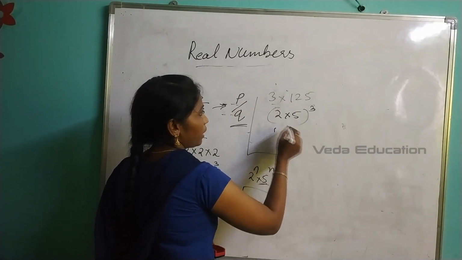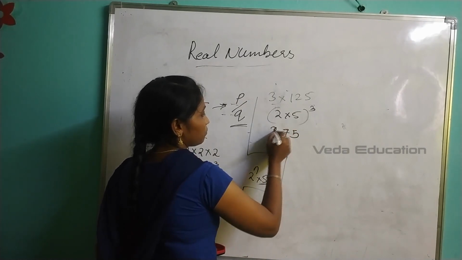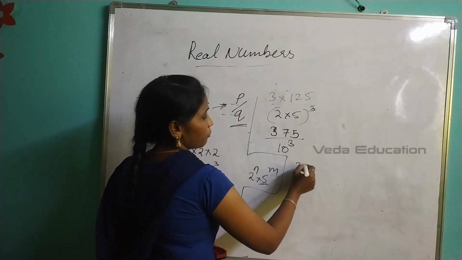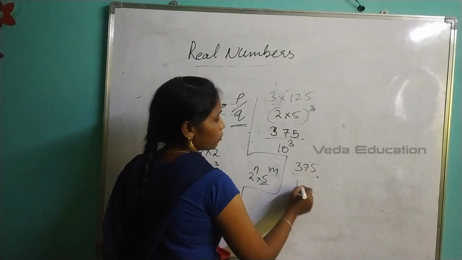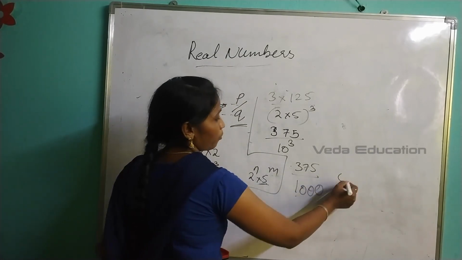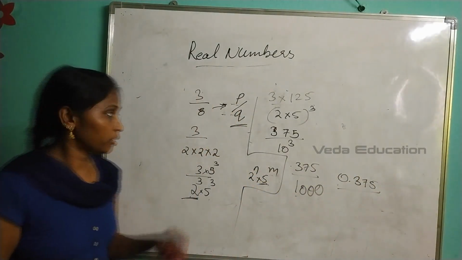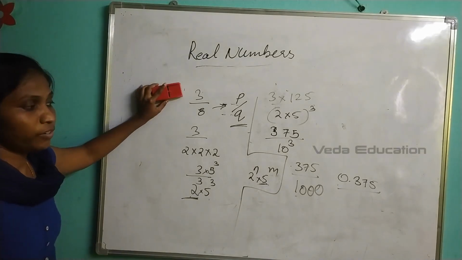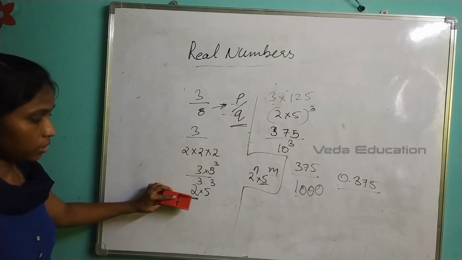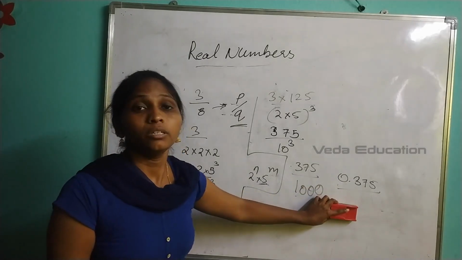3 into 125 is 375. Now 2 into 5 is 10, so 10 cube. 375 by 10 cube, the value is 1000 in the denominator. Now here we have 3 zeros, so after 3 digits, keep the decimal point. So 0.375. Now which one did we take here? The p by q form number 3 by 8. Now we expressed it in the form of 2 power n and 5 power m, then its decimal expansion terminates.